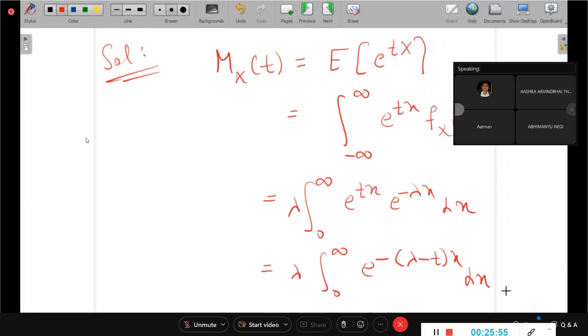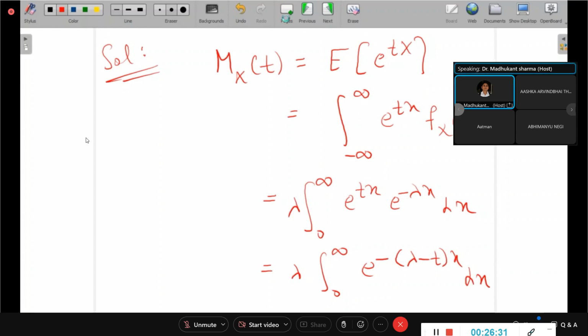Now, what can you say about this? This integral will converge only if lambda minus t is positive. When lambda minus t is negative, the exponent becomes positive and x is positive, so overall this improper integral will diverge. That you can verify.